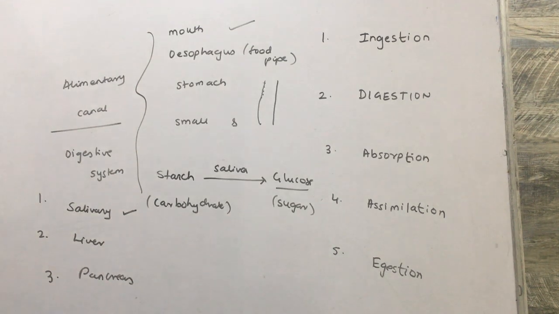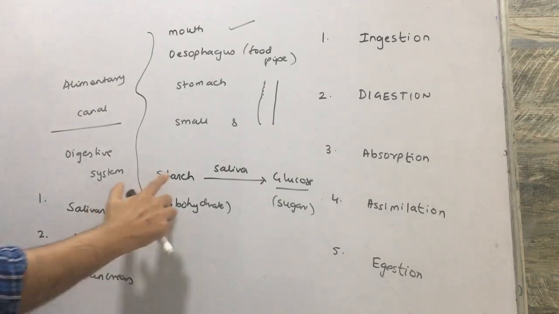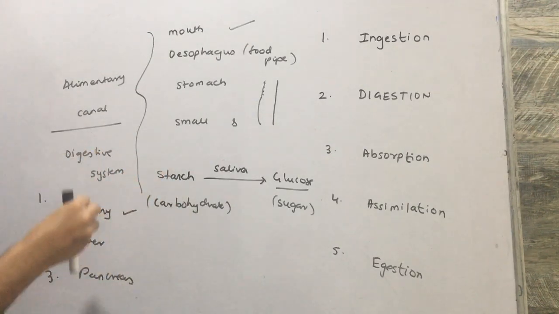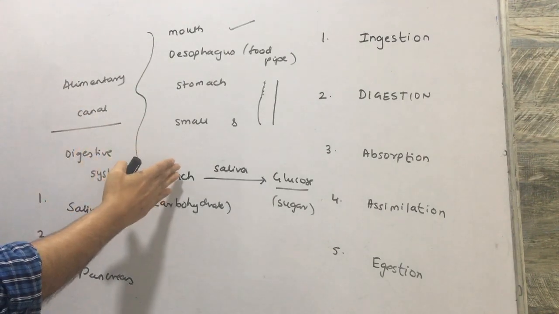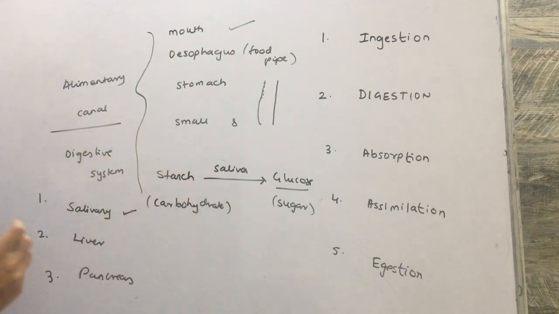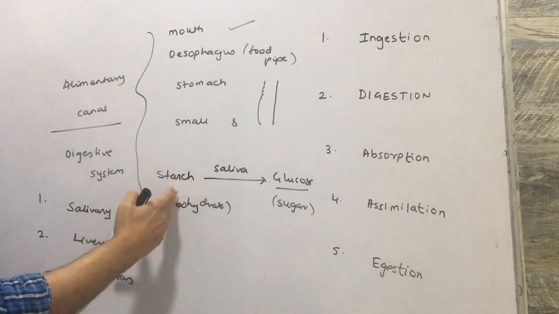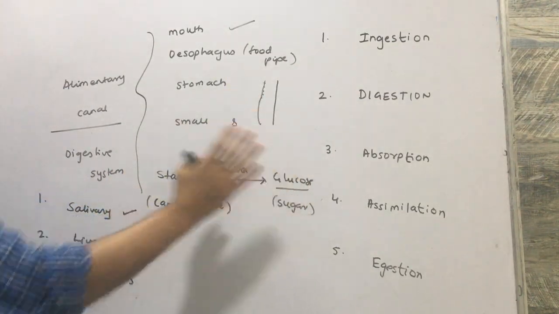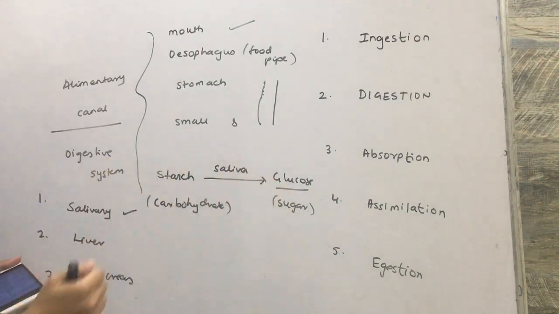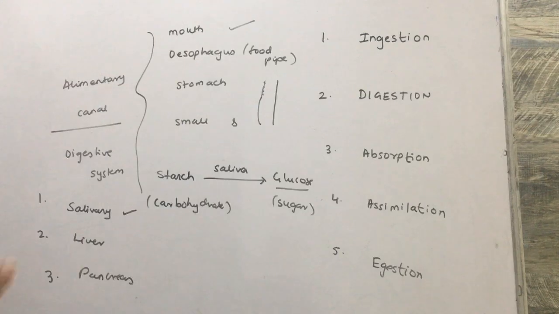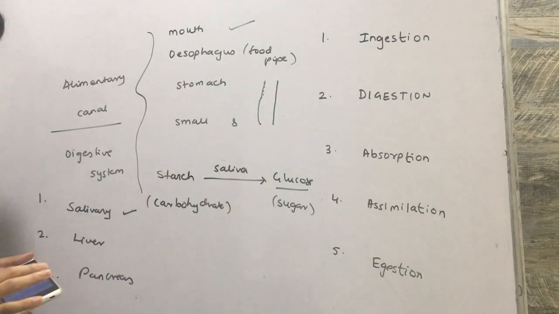Okay, so next is digestion. Now digestion in the mouth: when we bite and chew the food, it gets mixed with the saliva in the food. The digestion of carbohydrates such as starch will begin in the mouth. So the saliva will have enzymes in it and it will break the complex substance. Here the starch is a complex substance, it will break the starch into glucose, or we can call it sugar. So the starch is a complex substance whereas sugar is a simple substance. So the breaking down of starch into sugar will start in the mouth.